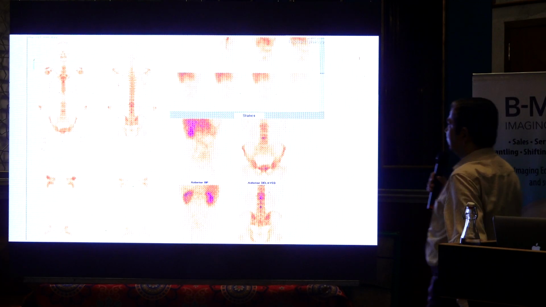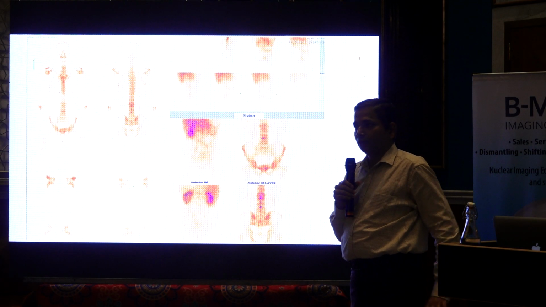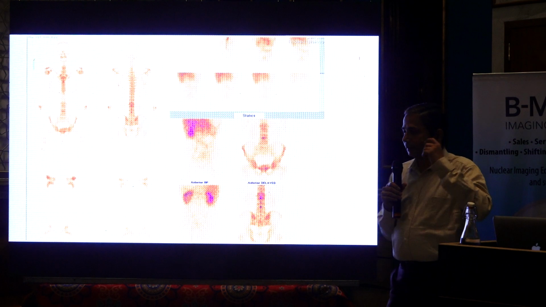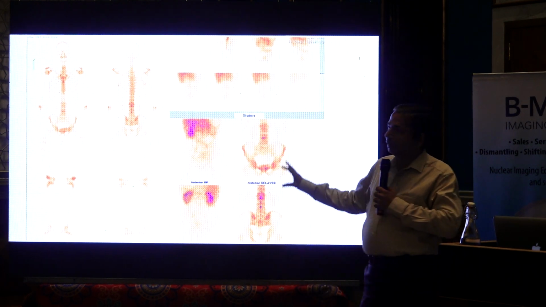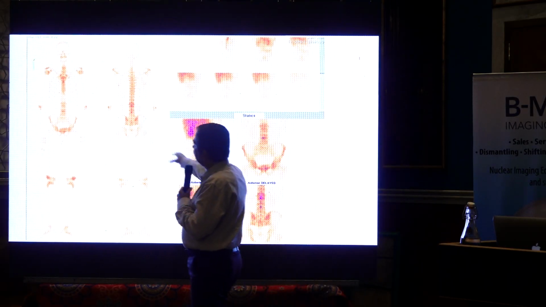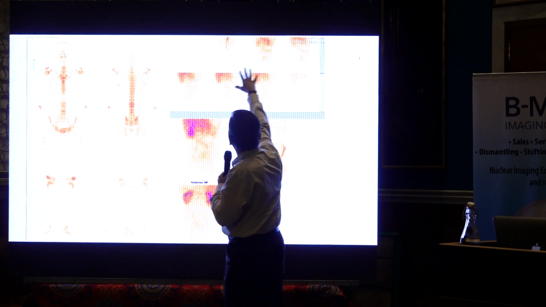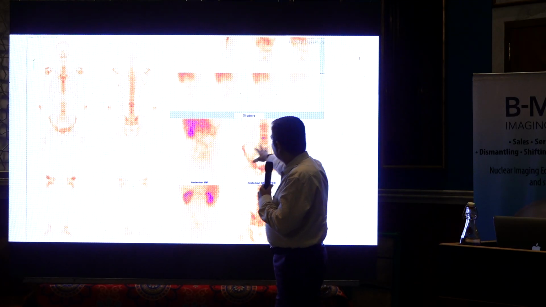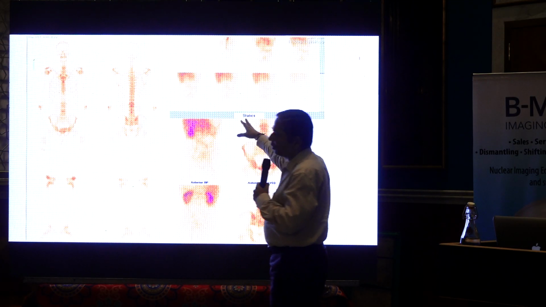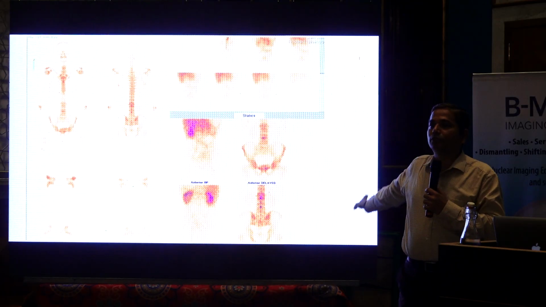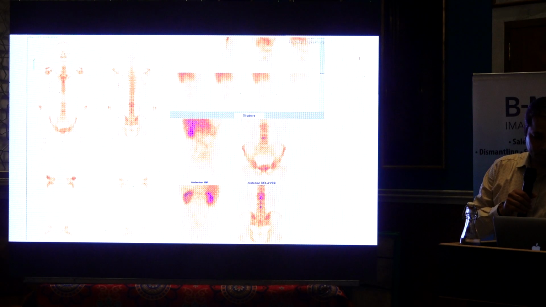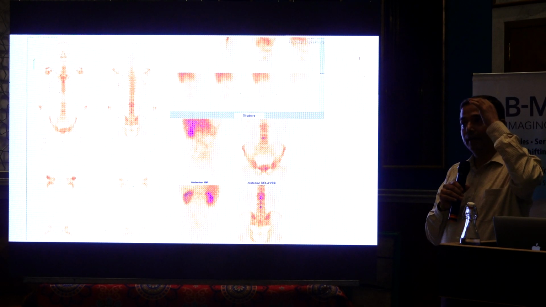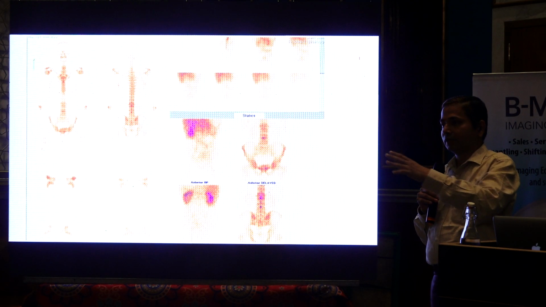Another case, in the same way, presented with low back pain, they did an MR, they had some doubt in that MR, and they were sent for bone scan. We again did a 3-phase bone scan. In the delayed phase, you can see some uptake, but there is no increased flow. Blood pool also is almost nil. Only the delayed phase shows some uptake. So this was a case of osteoporosis related fracture. So bone scan can very nicely differentiate between osteoporosis and infection.